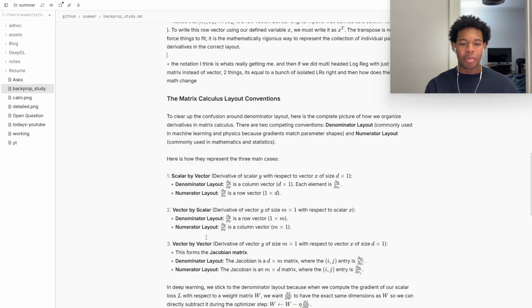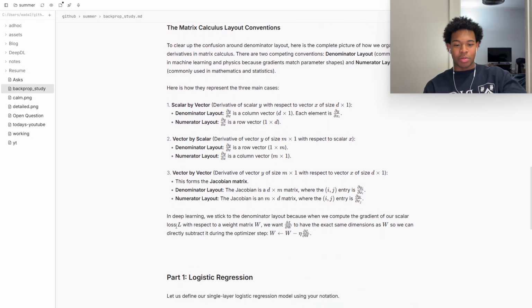Okay, denominator layout. I think that would require me to actually do some practice problems in order to get it. In deep learning, we stick with the denominator layout because it allows us to compute the gradient of our scalar loss with respect to a matrix W. Yeah, exactly. And this is with the optimizer step. Perfect, that makes sense. Having the dimensions, I think, is fantastic. And it is, in fact, a notation thing. I think that notation would take me doing practice problems.